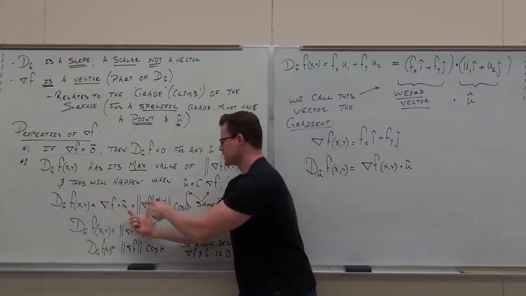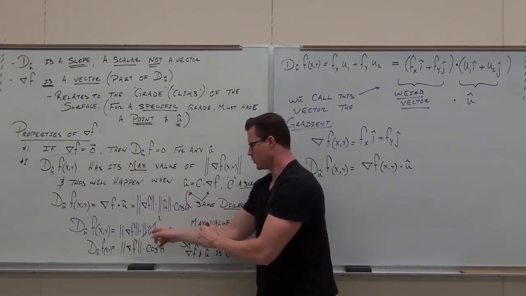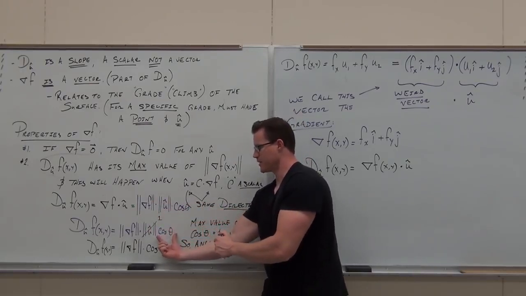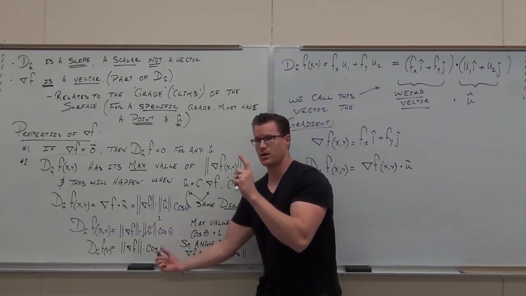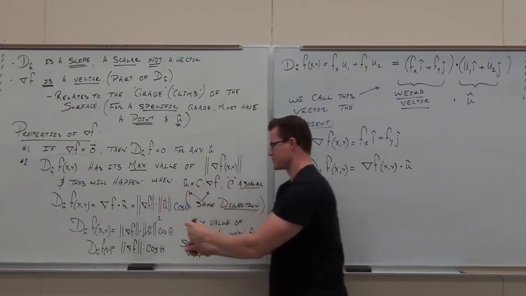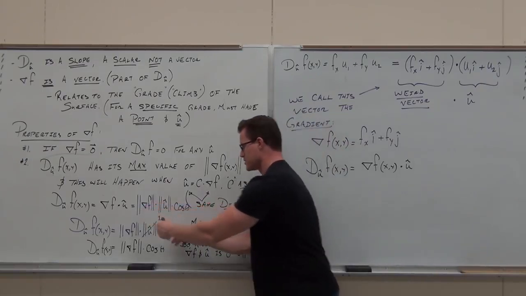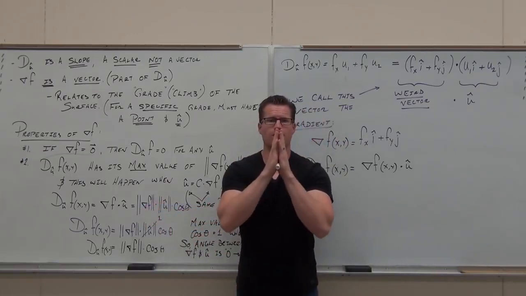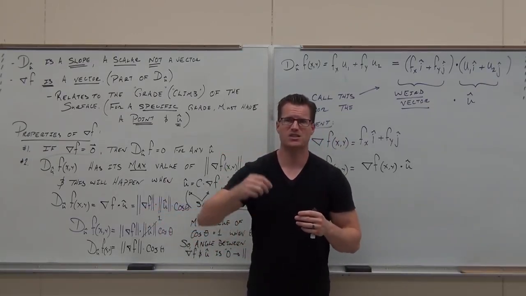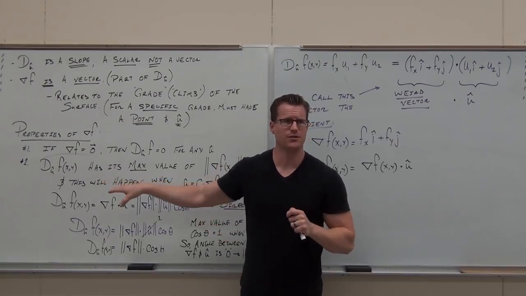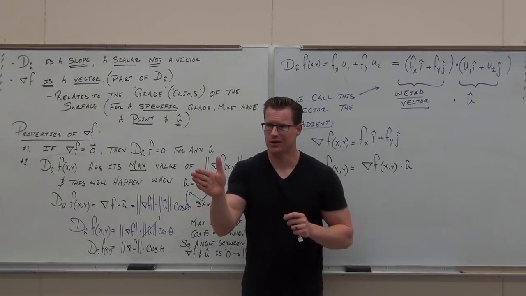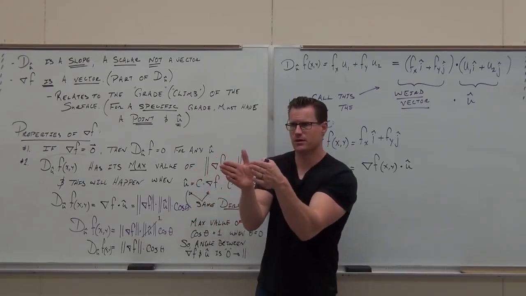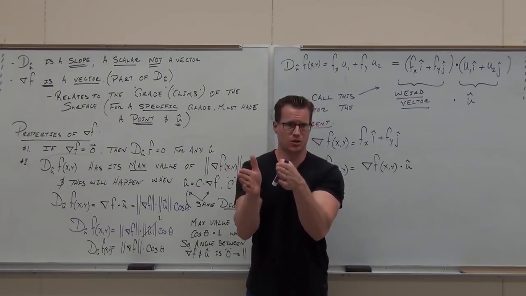Why? Well, because we can define a dot product this way. Cosine theta has a maximum value of 1, which happens when you have an angle of 0. When the angle between these two vectors is 0, they're parallel, going in the same direction. The maximum value of your derivative happens when your unit vector is parallel to, or in the same direction as, your gradient vector. That's when we get the maximum slope of a surface.